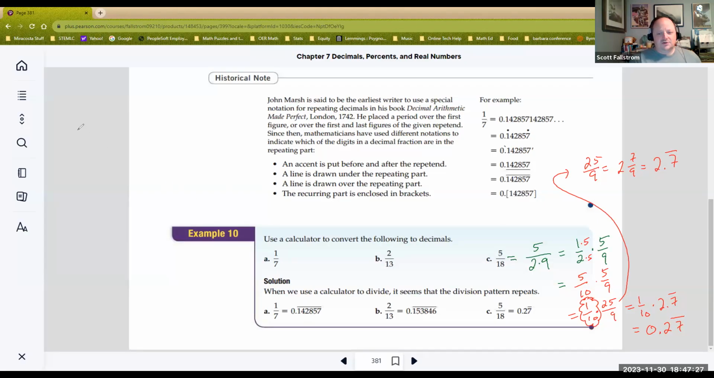You could also do it, and I'll show it over here. You could do 18 goes into 5.00000. 18 goes into 5 0 times. When I subtract, I get a remainder of 5. Okay, bring it down. Now I have 50. 18 goes in here, looks like 2 times, which is 36. And I'm left with 14.